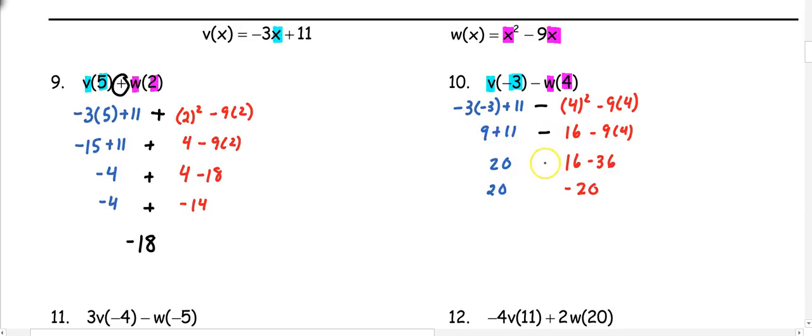And now I'm going to subtract these. So remember, when you have two subtractions in a row, that becomes an addition. So I really have 20 plus 20, which would get us 40.